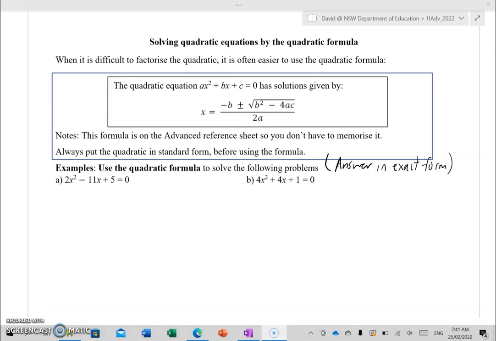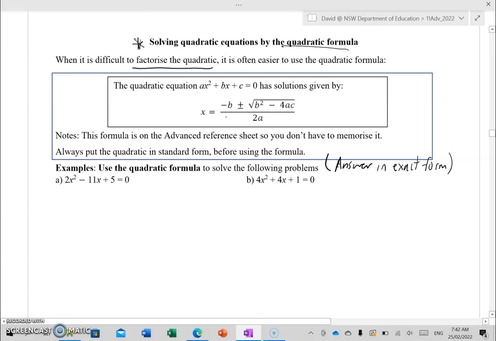Okay, we've looked at solving quadratic equations by factorizing and by completing the square, and now we're going to have a look at the third method, which is solving quadratic equations by using the quadratic formula. When it is difficult to factorize the quadratic, it's often easier just to use the quadratic formula. So if you've got it in the form ax squared plus bx plus c equals 0, the quadratic formula just essentially tells you the answers there.